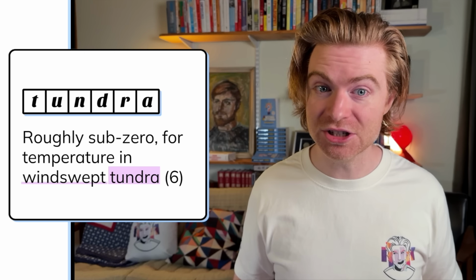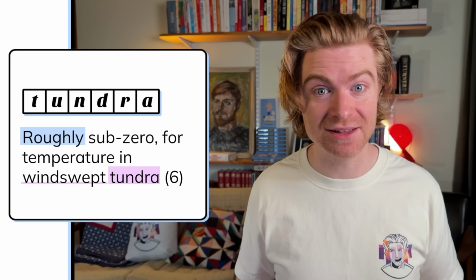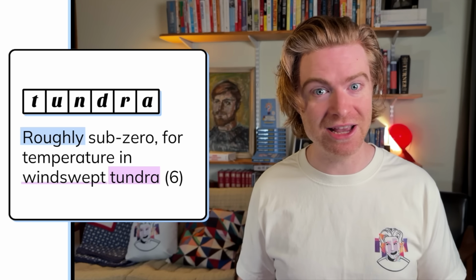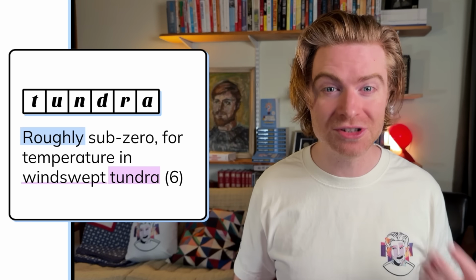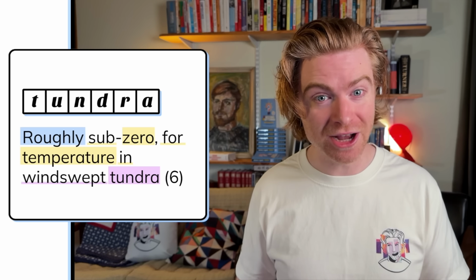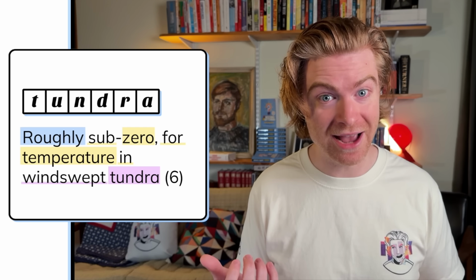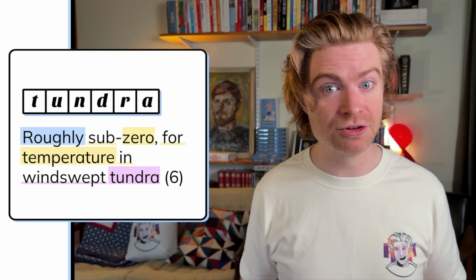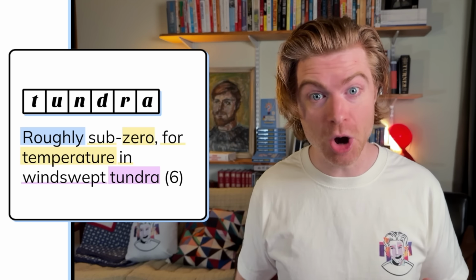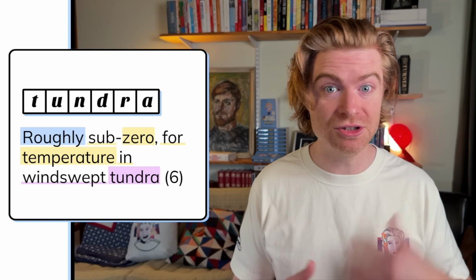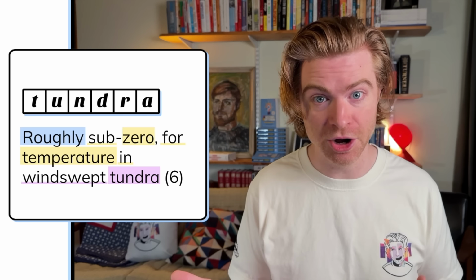So here the definition is actually "roughly." We'll need a 6-letter word that means roughly. And "sub-zero for temperature in" is part of our wordplay, and it's telling us to sub-zero for temperature in tundra after it's been anagrammed. And zero in cryptic crossword clues is very commonly representing the letter O because of their visual similarities. You see 0, you can swap in an O.